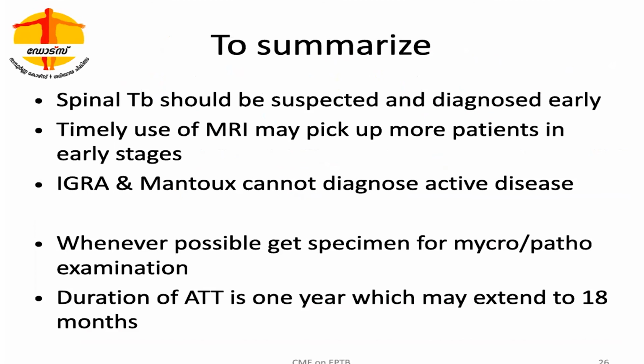So to summarize, spinal tuberculosis should be suspected and diagnosed early. Timely use of MRI may pick up more patients in early stages. The interferon gamma release assays and Mantoux cannot diagnose active disease. Whenever possible, get a specimen for microbiological or pathological examination. And the duration of ATT is 1 year, which may be extended to 18 months. And the end of the treatment is usually decided by the clinical resolution, as judged by the treating orthopedician, and also by the radiological resolution.